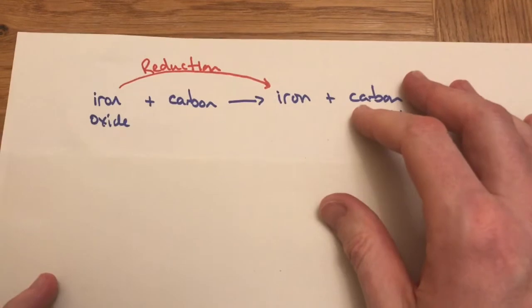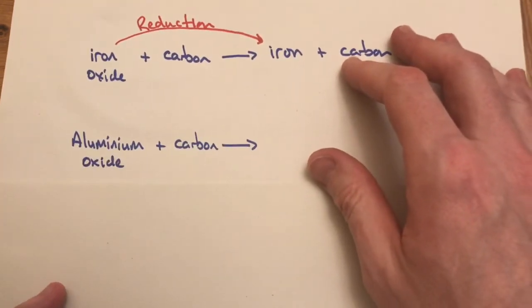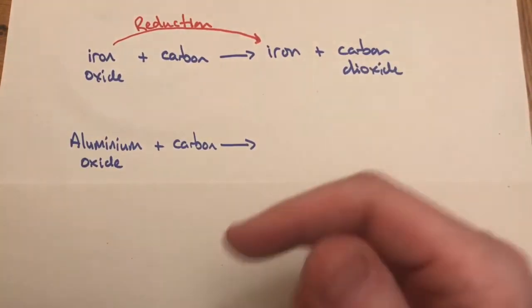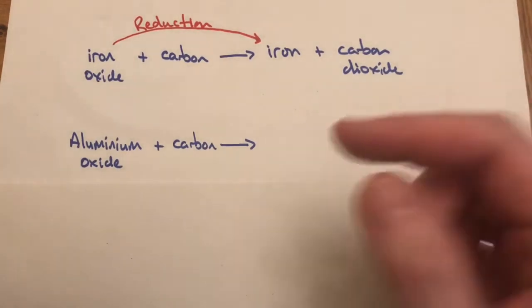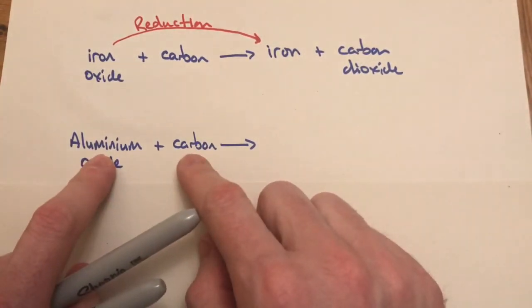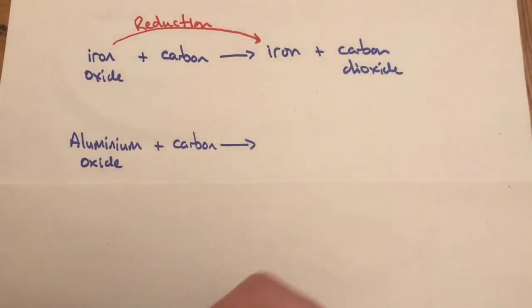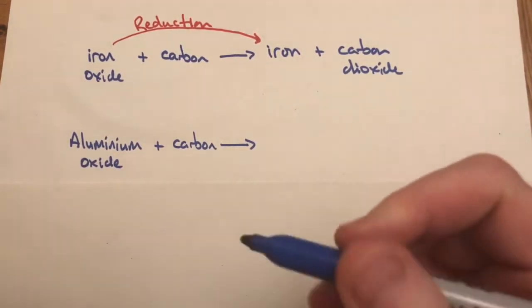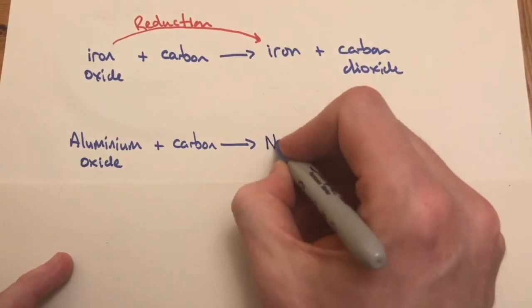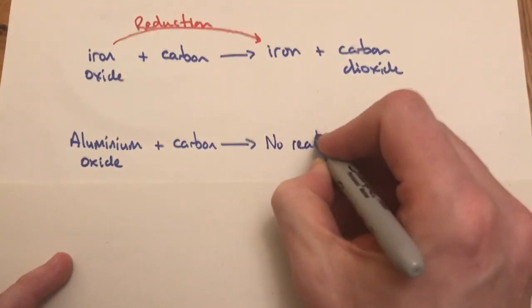If we come down to the next one, I've got a second example for you here. If we try to do the same thing with aluminium, then if you go back to that reactivity series, aluminium is more reactive, therefore the carbon cannot separate these two out, cannot displace the aluminium from the aluminium oxide, and this does not generate a reaction, it doesn't work.